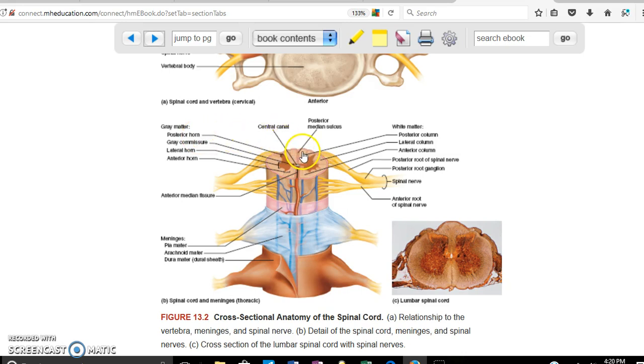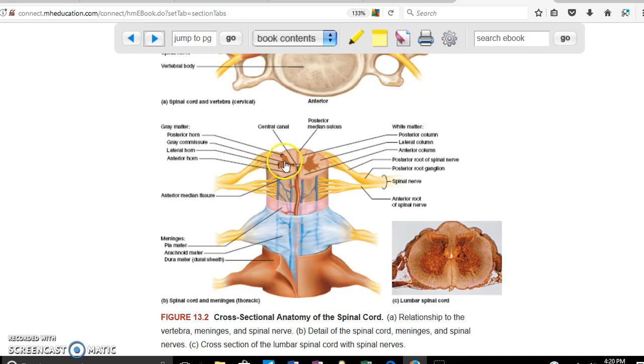So the spinal cord can be divided into three pieces: posterior, medial, and anterior. So then what columns are you going to have? Anterior column, medial column, posterior column, depending on the location. Gray matter, same thing. What are you going to have? Posterior horn, medial horn, anterior horn.